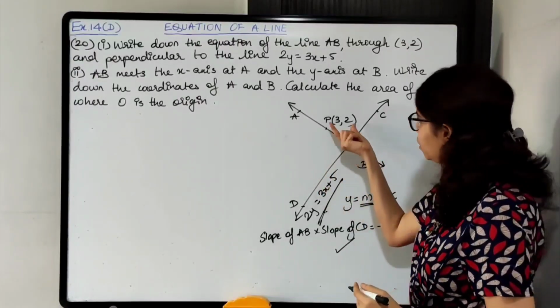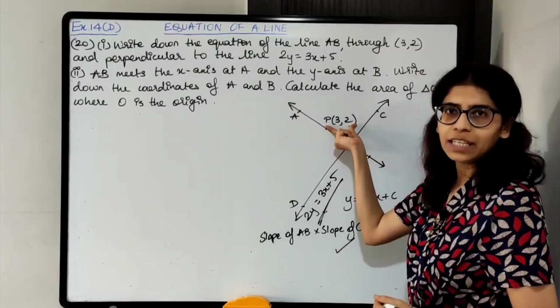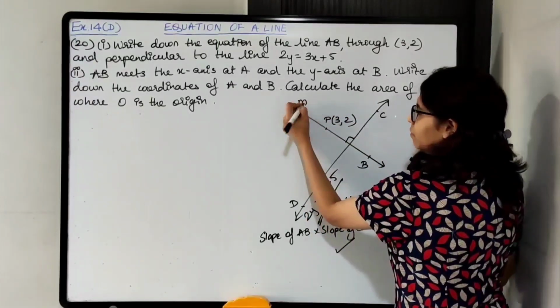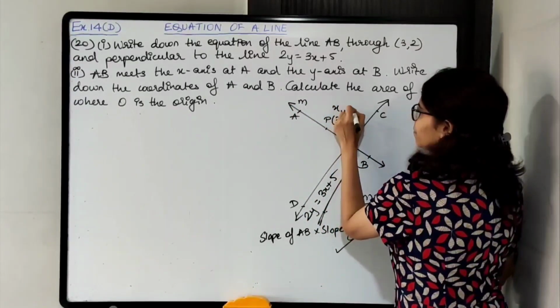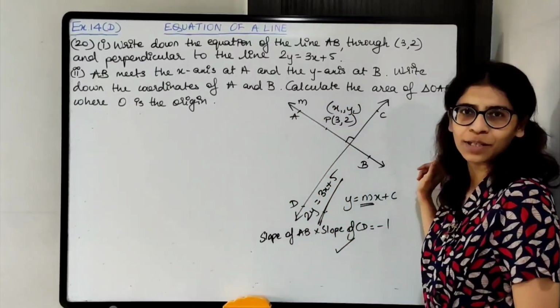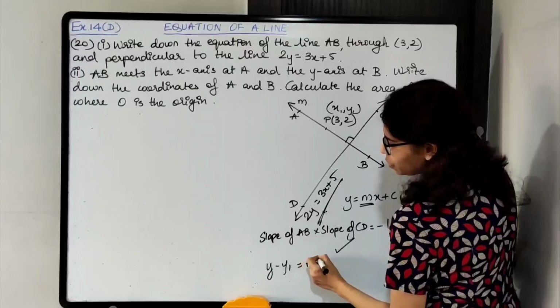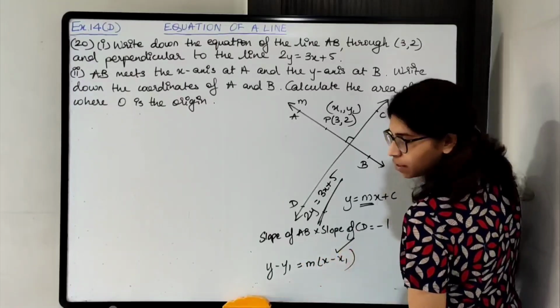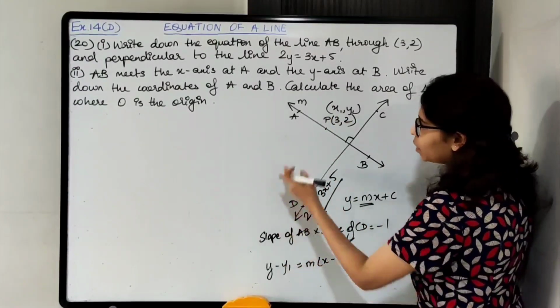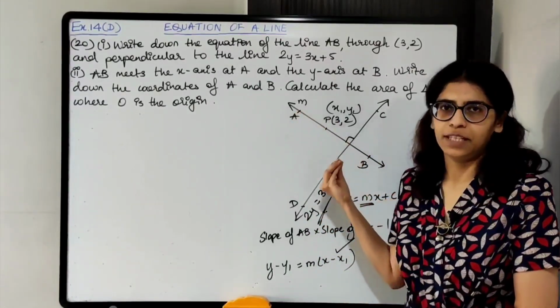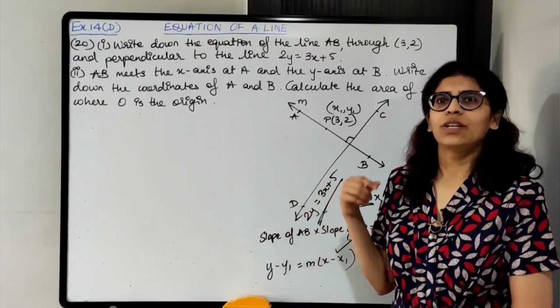Also we know it is passing through point P 3, 2. So we'll have m, we'll have x1, y1. So we can easily frame the equation: y minus y1 equals m into x minus x1. Put the values of x1, y1, put the value of m, and you will get the equation of line AB. Okay, so let us solve now.